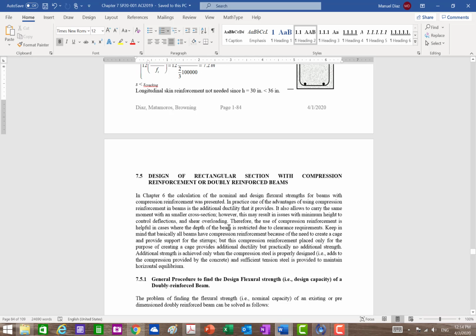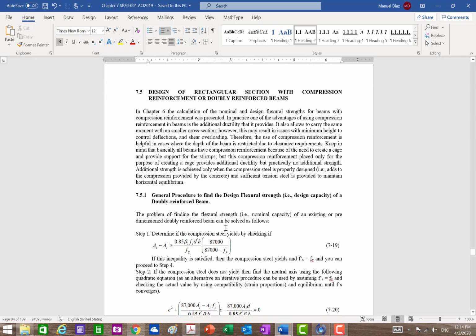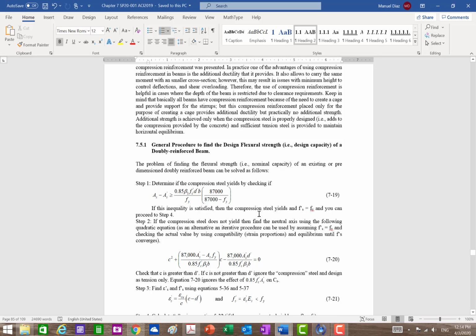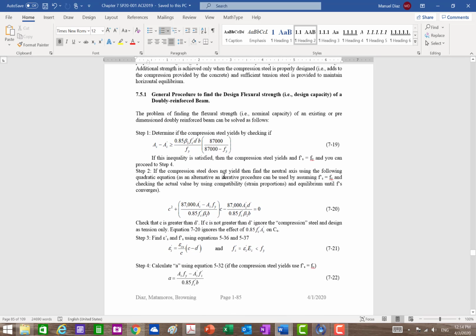So the general procedure that we're going to follow, let's go over some of these formulas that you've seen already. The first thing we need to know is, in general, right? Is the compression reinforcement yielding? Okay. And we have used these inequalities. We check that. Then, of course, we check for if it doesn't yield.